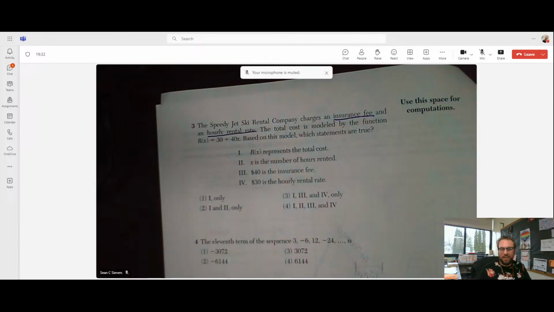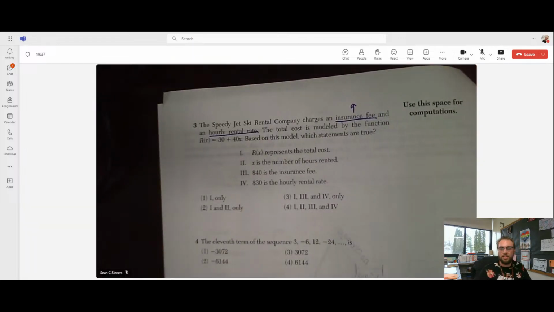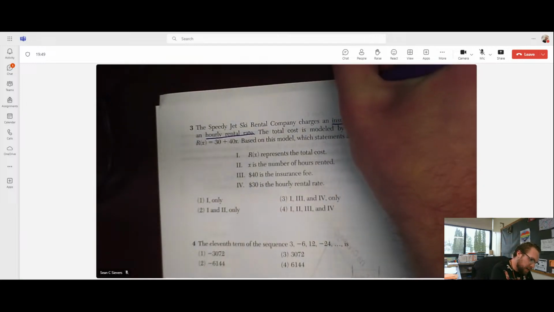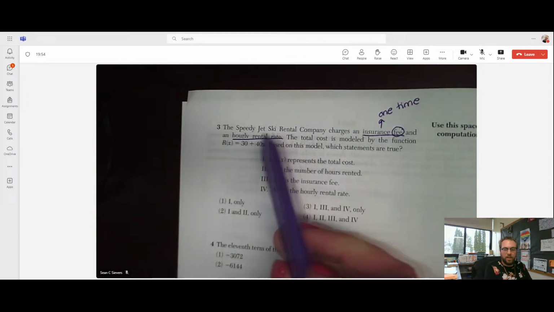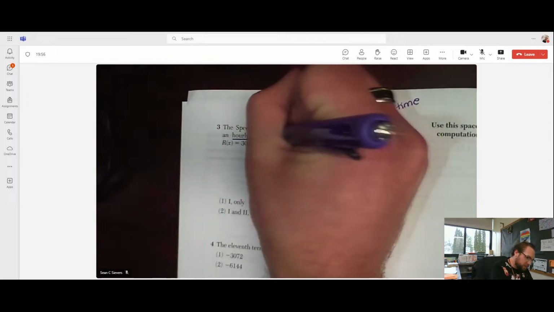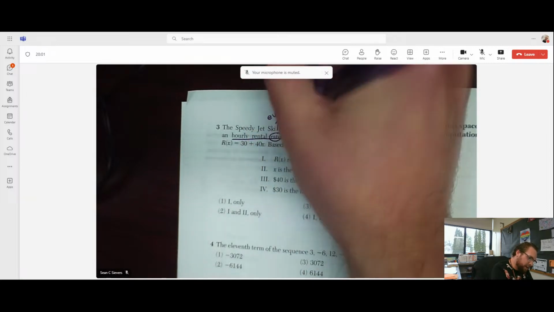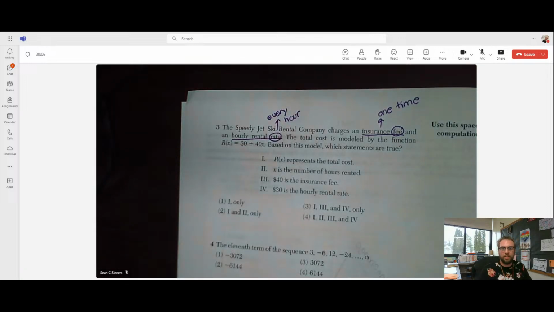So whenever we rent anything from a company, or if a question comes up that's talking about cell phone plans, there's always going to be some sort of one-time fee, okay? And you'll usually tell if it's that one-time fee if it says the word fee. So this only happens one time. Then when it says an hourly rental rate, this rate means that it happens every hour. Okay, so we're being charged an hourly rate.